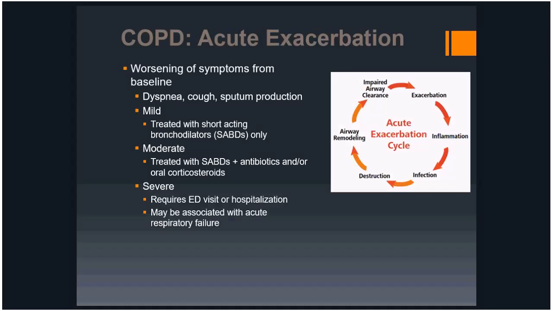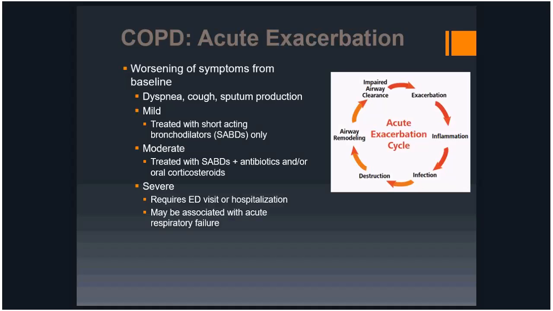If it is a mild exacerbation, it is treated with a short-acting bronchodilator only. If it is a moderate exacerbation, you would add antibiotics and/or corticosteroids to that. If it is severe, these are exacerbations that will require an ED visit or hospitalization, or may be associated with acute respiratory failure. It's important that you recognize those exacerbations and that you treat and manage appropriately.